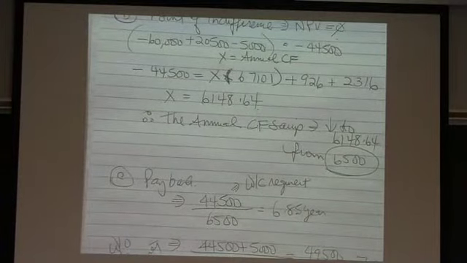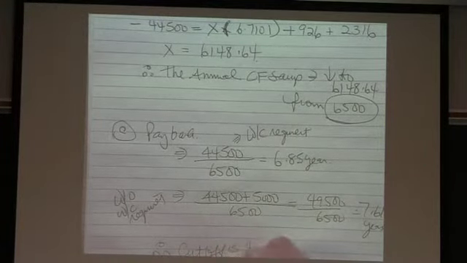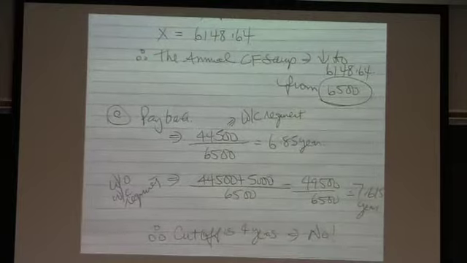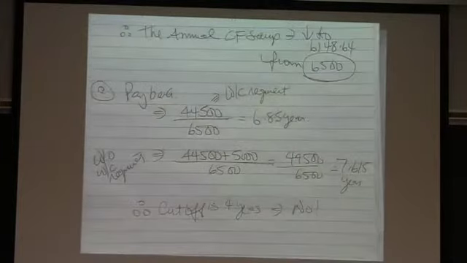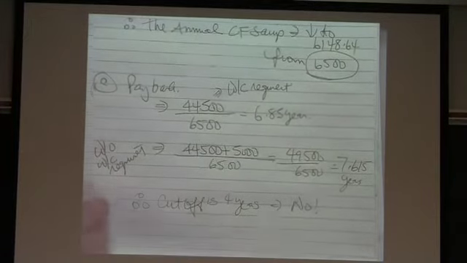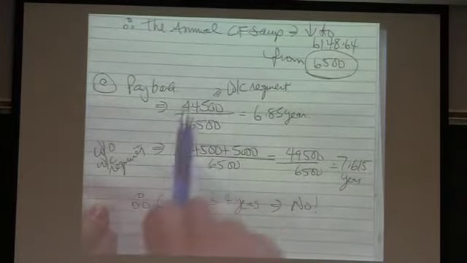Now what was the minimum? The cutoff is 4 years. So this is a no, right? Because the payback is much, much higher. Again, this is with working capital requirements and without.